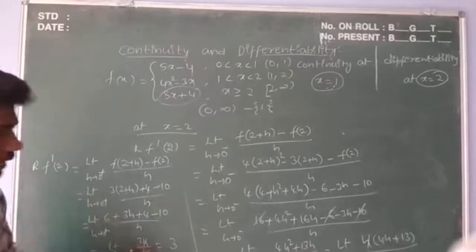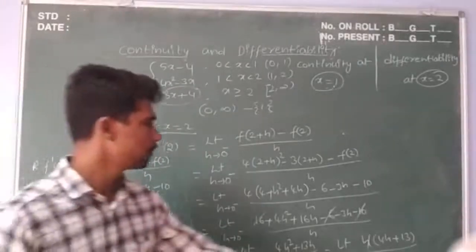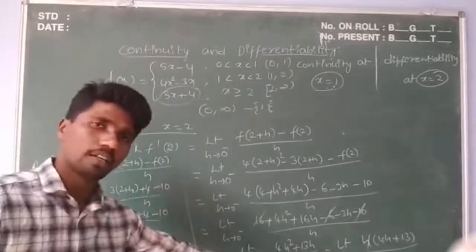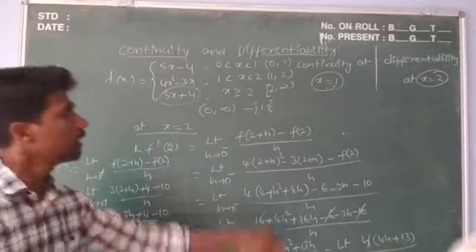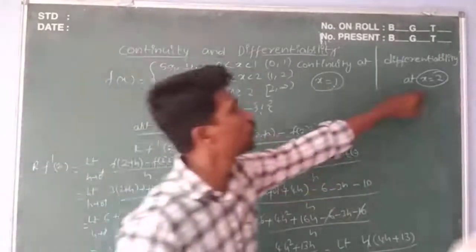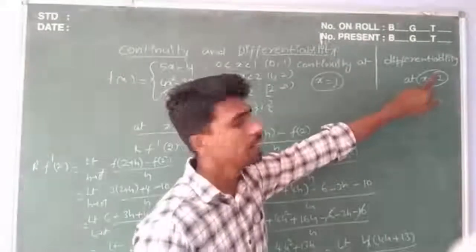So I got 3 here and 13 here. Are both equal? No, both are not equal. Therefore, what can we say? The function is continuous at 2 but not differentiable.